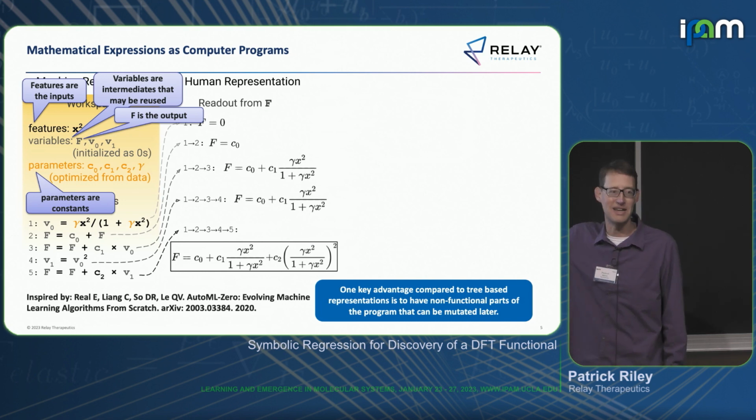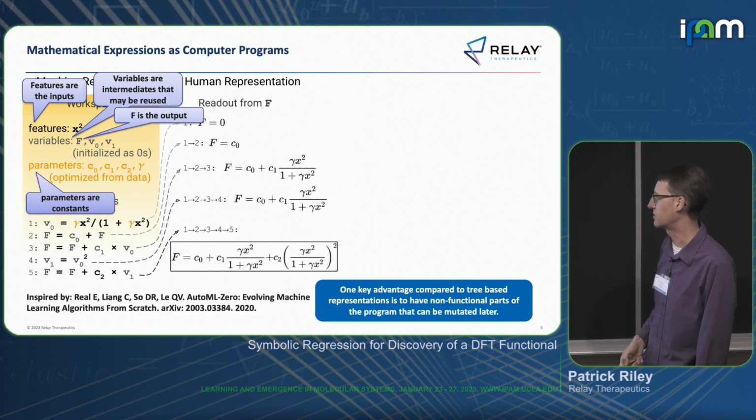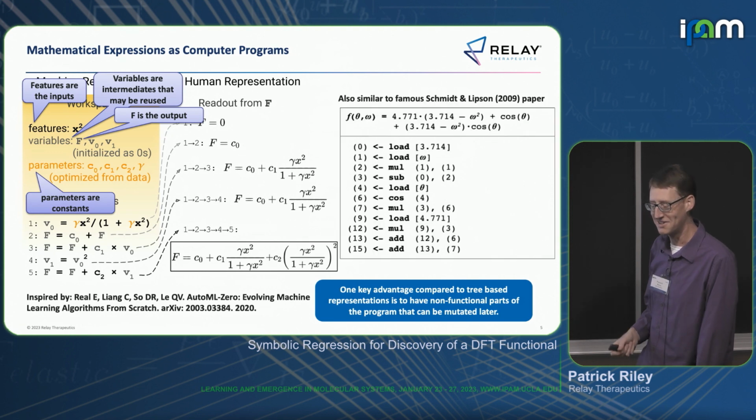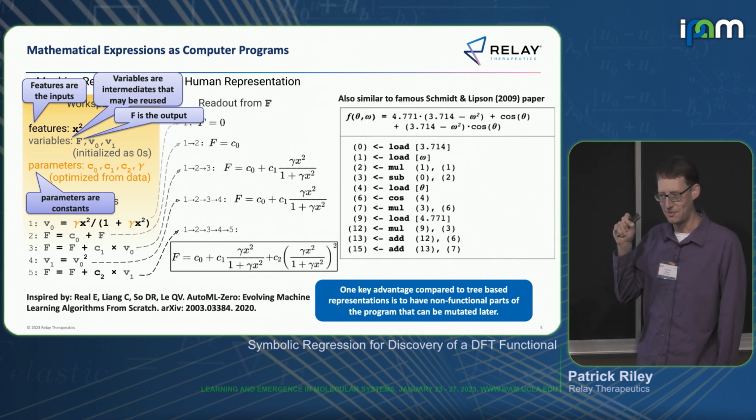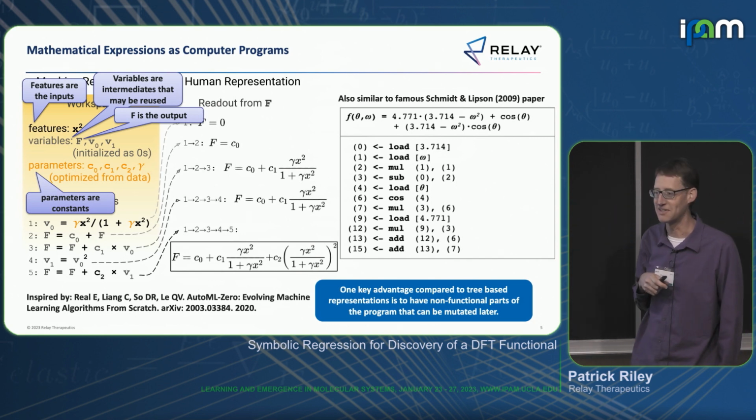But we're taking those same ideas and using it here as well. So from there, you can translate from this program over to a mathematical expression. Now, one thing I didn't fully realize until we started this work: there was this really famous paper by Schmidt and Lipson on symbolic regression back in 2009.